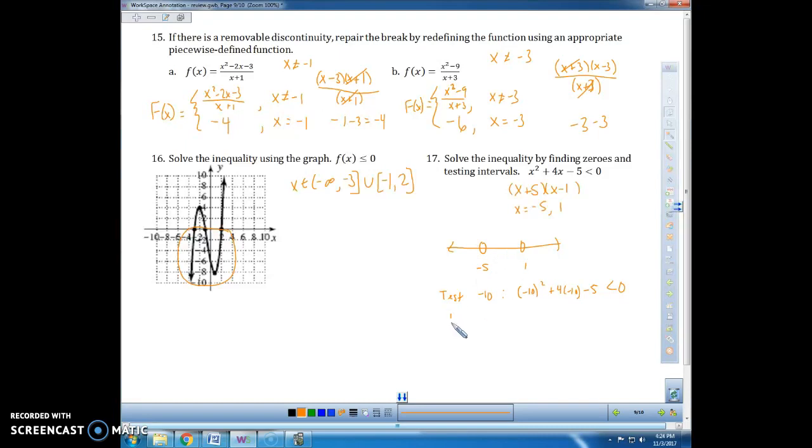And if we check a number here, say 0, because that's between negative 5 and 1, 0 squared plus 4 times 0 minus 5, is this less than 0? So this is true, so we're getting a negative number. So that means that this is a region that's going to be true. If we test a number bigger than 1, so any value, 2, 3, 4, anything you put in here, you're going to end up getting a positive big number, which means that you are not less than 0. So that's going to be a region that's false. So our x values that work are only between negative 5 and 1.